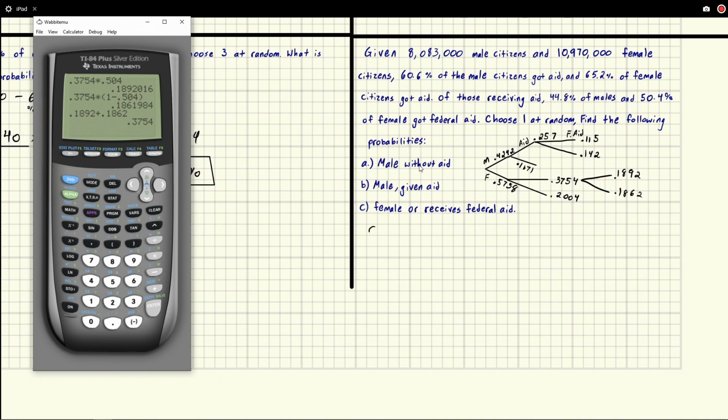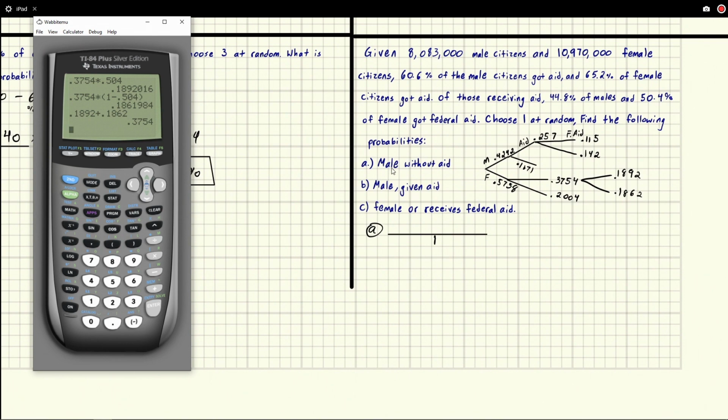So I'm going to write down here A. And on the bottom is everyone. So everyone all together is 1, right? 0.4242 plus 0.5758. That's going to give us 1. This is everyone all together. And because we're using percentages here, this is the same thing as just 1. So all the females and all the males. That's how you can think of it.